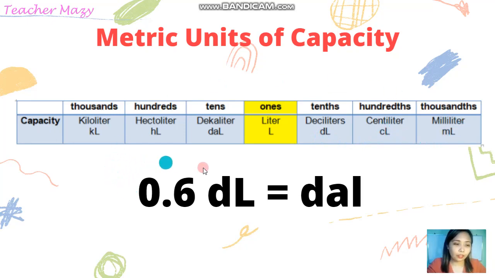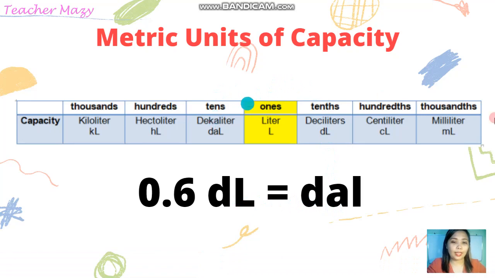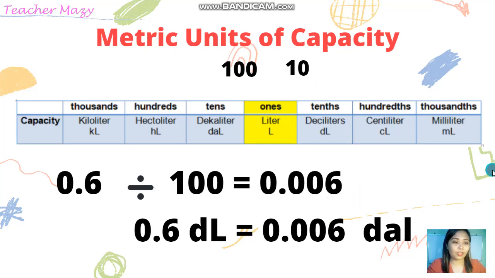Okay, so let's convert this given. So, we have 0.6 deciliter. So, let's convert it to decaliter. So, from smaller unit to bigger. Ayan, so that means our operation is division. So, since papunta tayo sa left. Again, same process doon sa ating length and mass or weight. Same din yung capacity. So, let's count. 1, 2. So, twice tayong nag-shift, and that is equivalent to 100. So, that means we need to divide 0.6 by 100. And the answer is 6 thousandths.